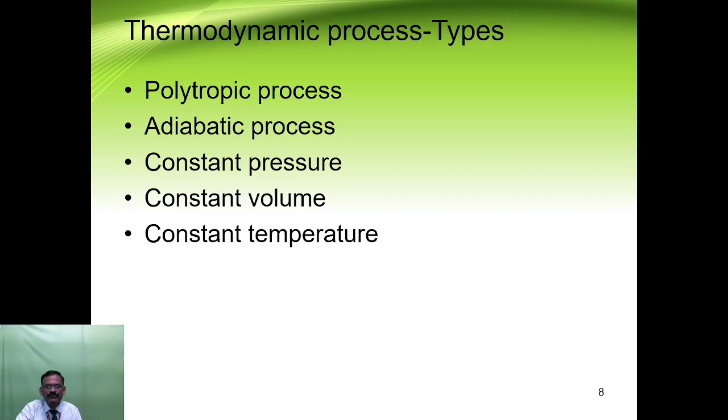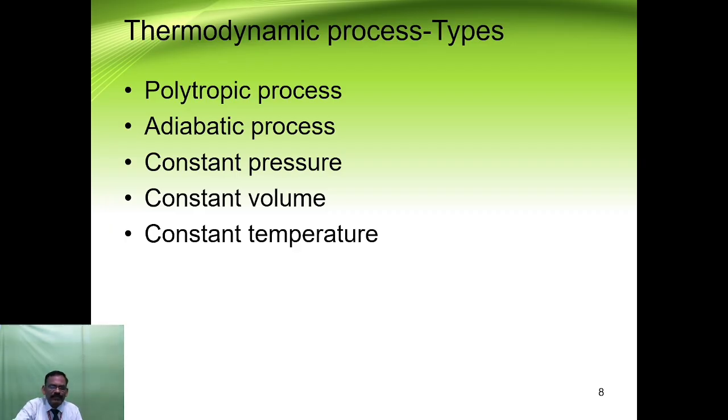Thermodynamic process. Already we saw that a process is nothing but the system state changing from one condition to another condition. Then it is called a thermodynamic process. But there are different types of processes. When the process takes place at constant temperature, it is called an isothermal process. If the system properties change at constant volume, it is called an isochoric process.